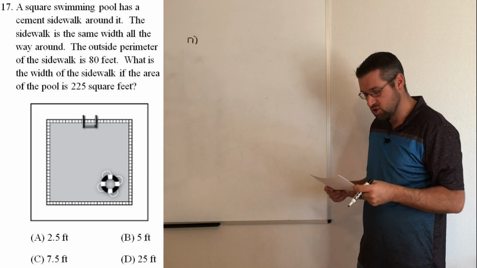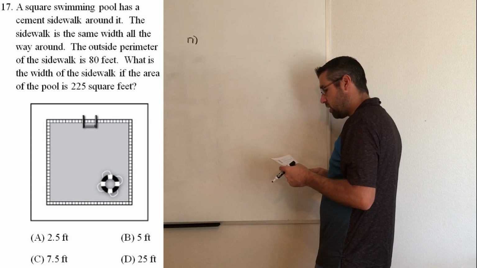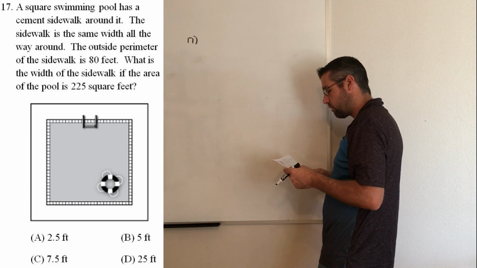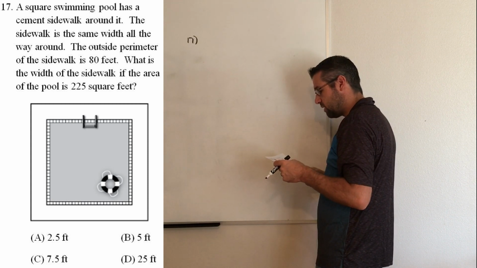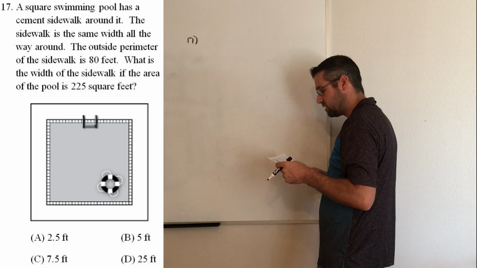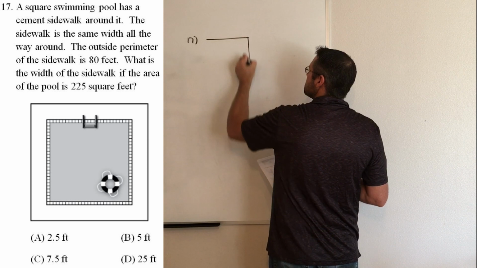Number 17, it says a square swimming pool has a cement sidewalk around it. The sidewalk is the same width all the way around. The outside perimeter of the sidewalk is 80. What is the width of the sidewalk if the area of the pool is 225 square feet? We're going to have to think through this a little bit.